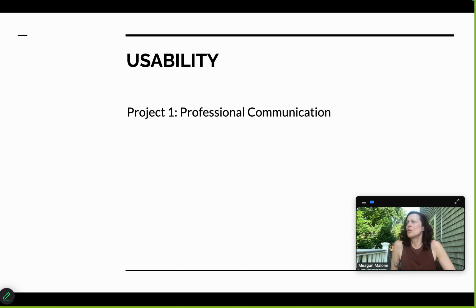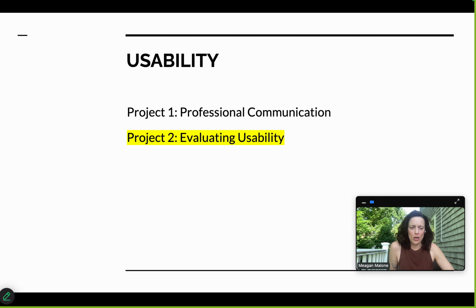So you are well on your way to working on Project 1, which is about professional communication. And Project 2, which we're about to get started on, is about evaluating usability. And that might seem like a strange jump from professional writing. This is about professional writing. What does usability have to do with this?